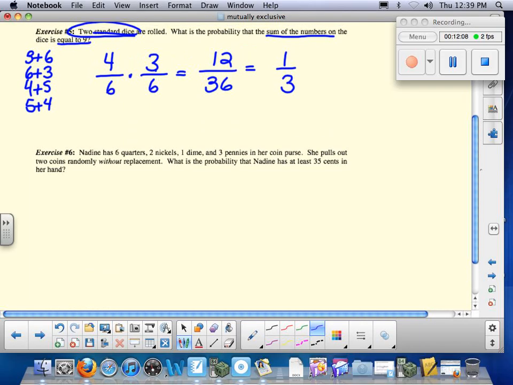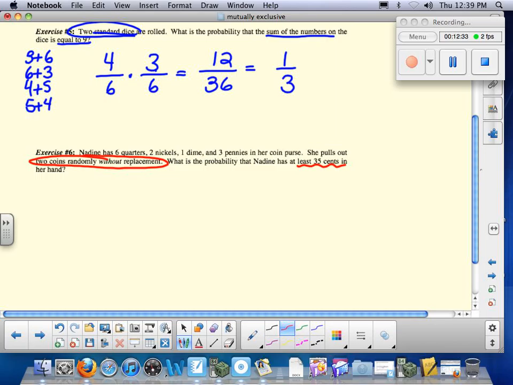Nadine has some quarters. She pulls out 2 coins and does not put them back. How many coins is she taking? 2. 2 of them. What is the probability that Nadine has at least 35 cents? Yeah. We have talked about the 35-cent thing before, yes. I think our coins were different at that point.